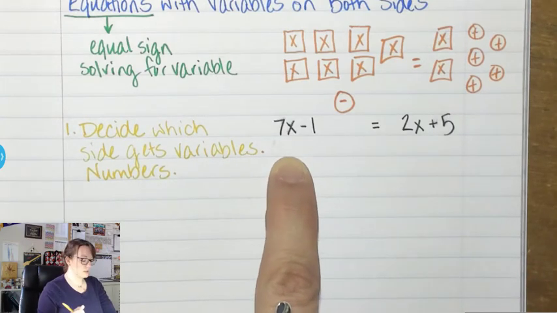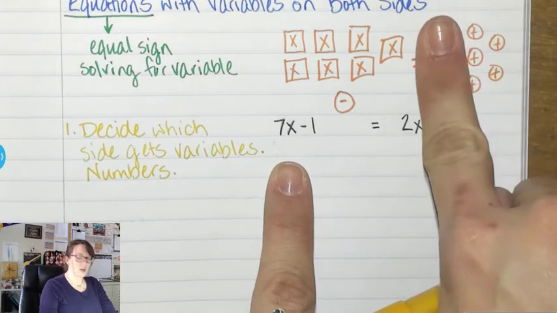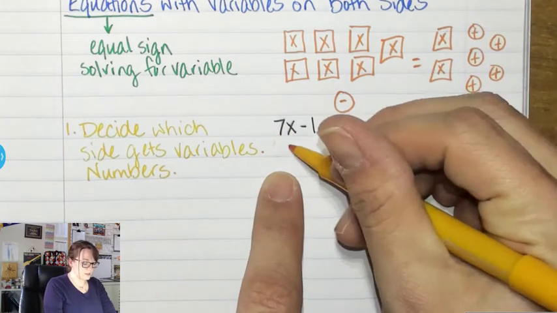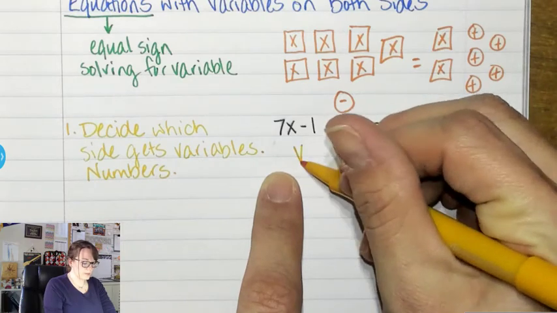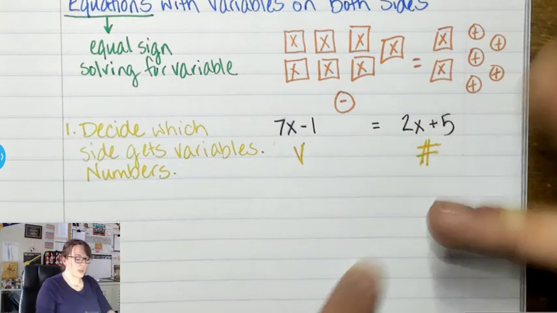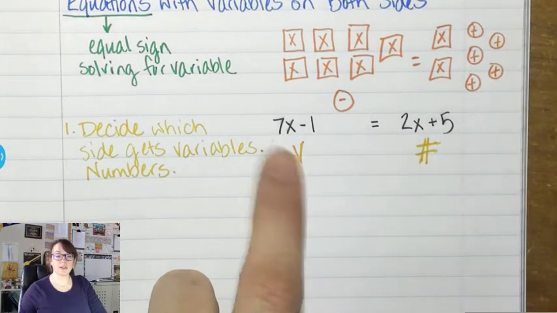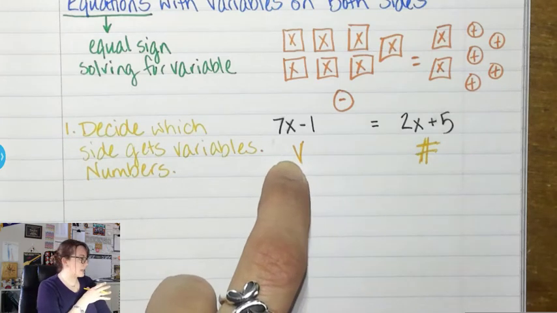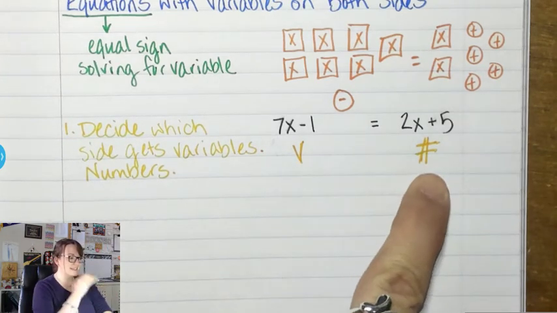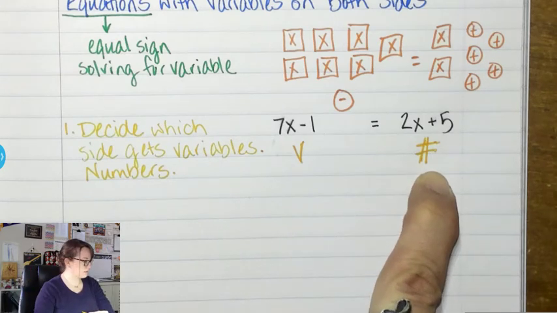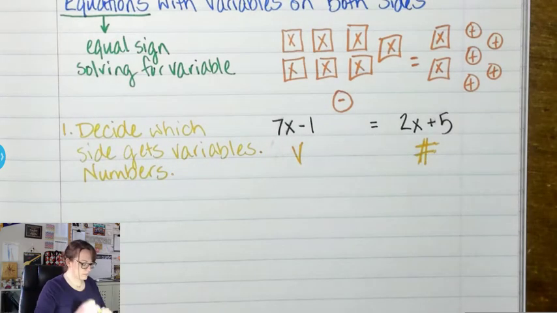Anybody disagree? So if I'm going to take the 2 x's off this side, that means my variables are going to stay on this side. So this side's going to keep my variables, and this side is going to keep my numbers. So anything that's not variables on the left side, I'm going to undo it. I'm going to cancel it out. And anything that's not numbers on the right side, I need to cancel it out. Okay?